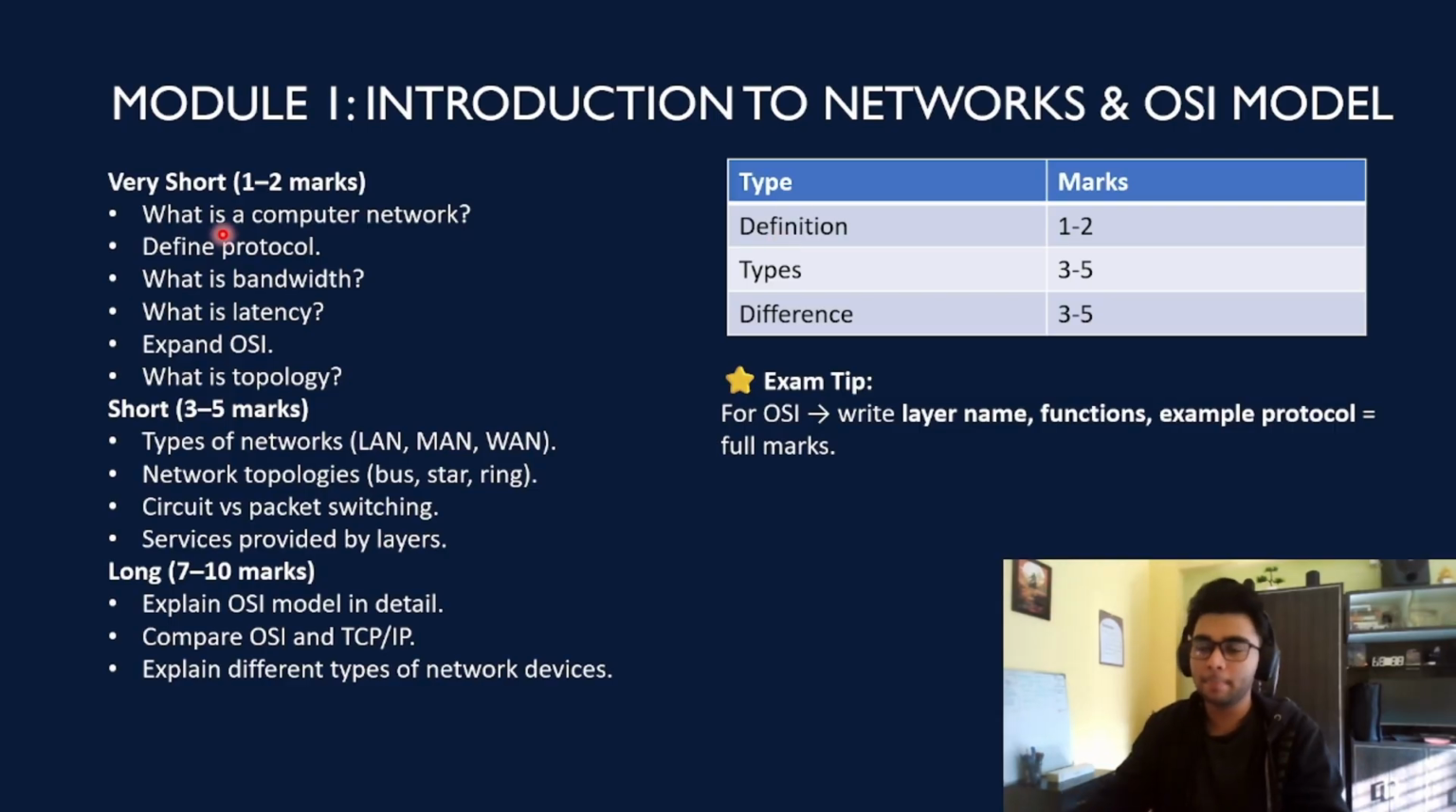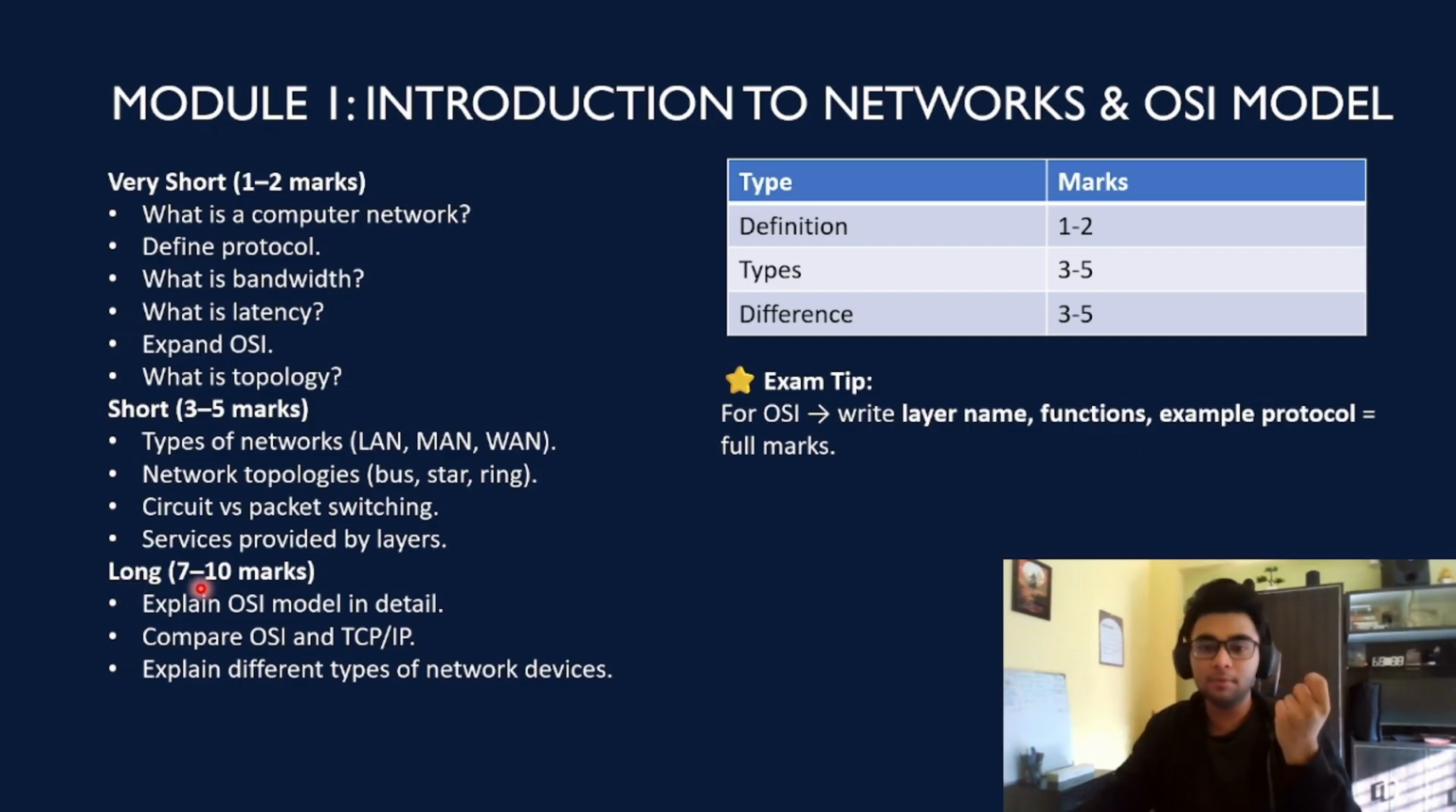What you should do is write the definition of computer network, then write what are the various types of models in computer network, what are the various layers, what is the OSI model, just everything that you know about that. Because 5 marks is not given for writing the same point over and over again. It is given for 5 different points. So even if you write just one line, you will get 1 out of 5. If you write something that is related to it, but not exactly the same, that is how you will get more marks. Now, exam tip: for OSI, you need to write the layer name, function, and example protocol, and that is how you will get full marks.